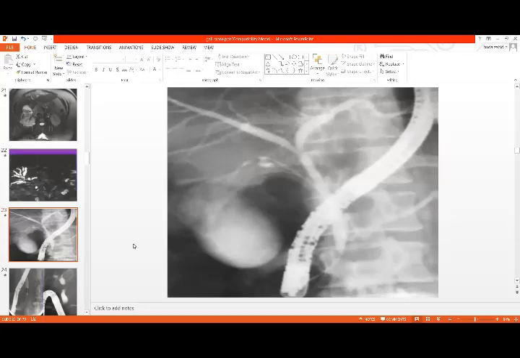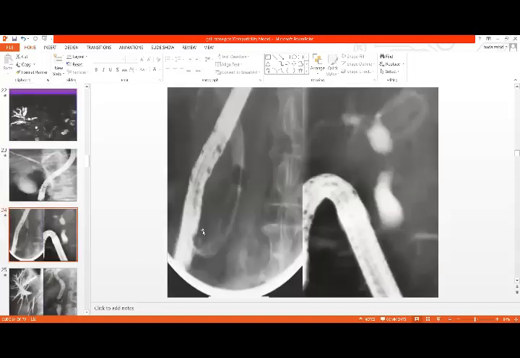That's the ERCP. You can see the scope there. I'll show you another in a minute. So that's an ERCP, and that's a stone there. Okay, it's a stone in the common bile duct.